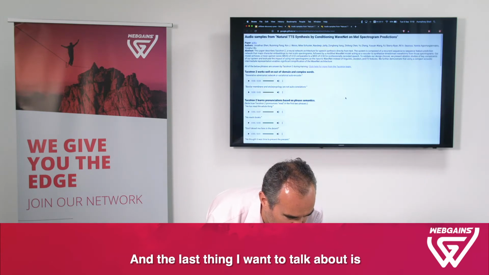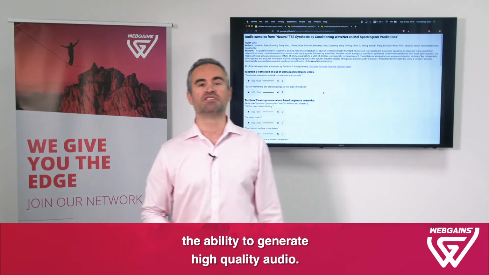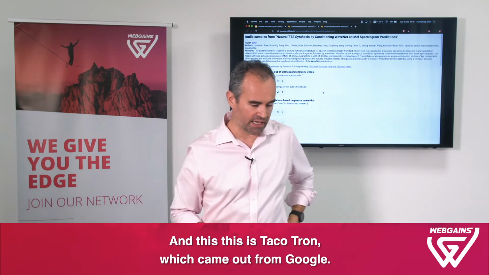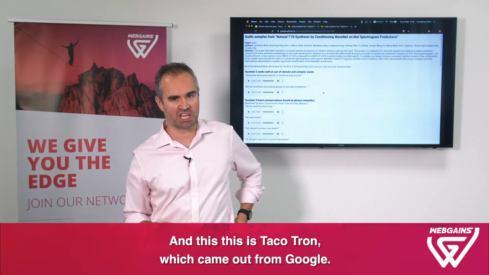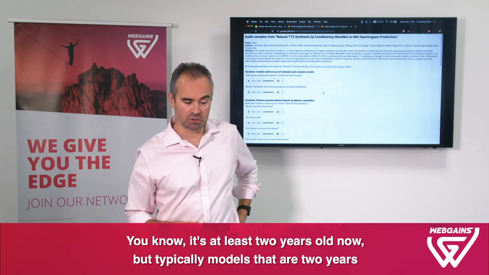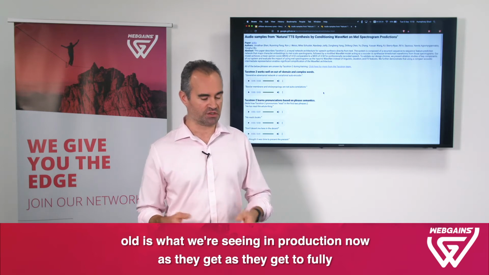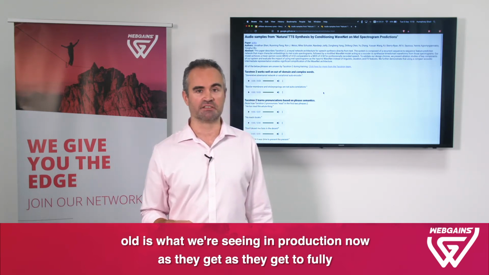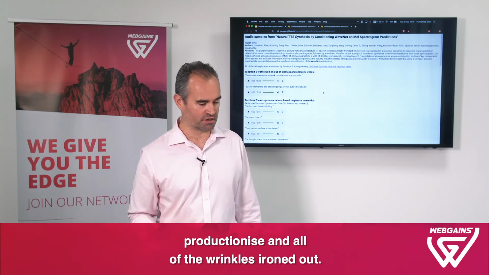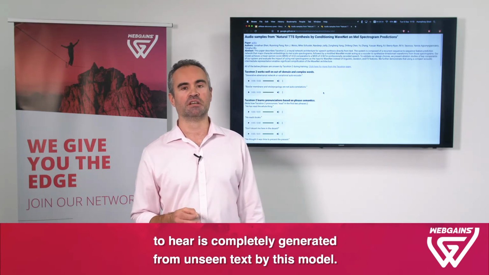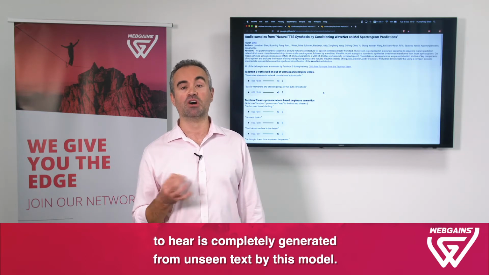And the last thing I want to talk about is the ability to generate high quality audio. Different domain, and this is Tacotron, which came out from Google. It's at least 2 years old now, but typically models that are 2 years old is what we're seeing in production now as they get fully productionized and all of the wrinkles ironed out. So the text and the audio you're about to hear is completely generated from unseen text by this model. So let's listen to the quality.